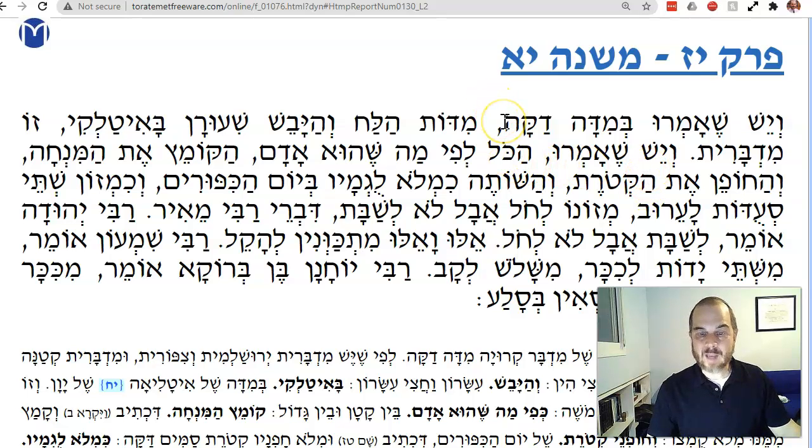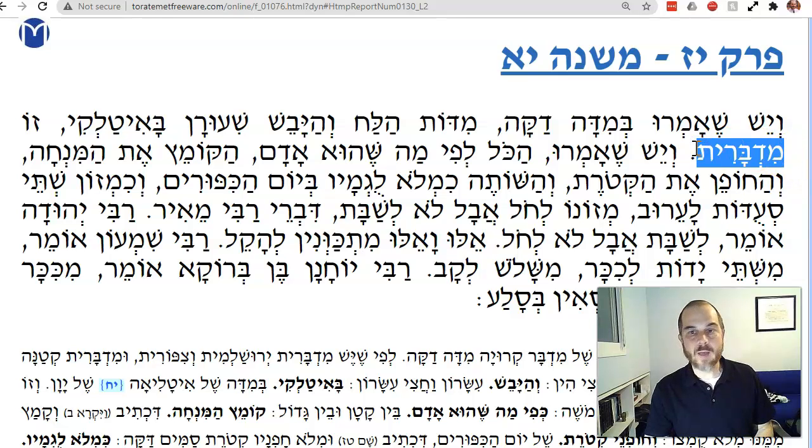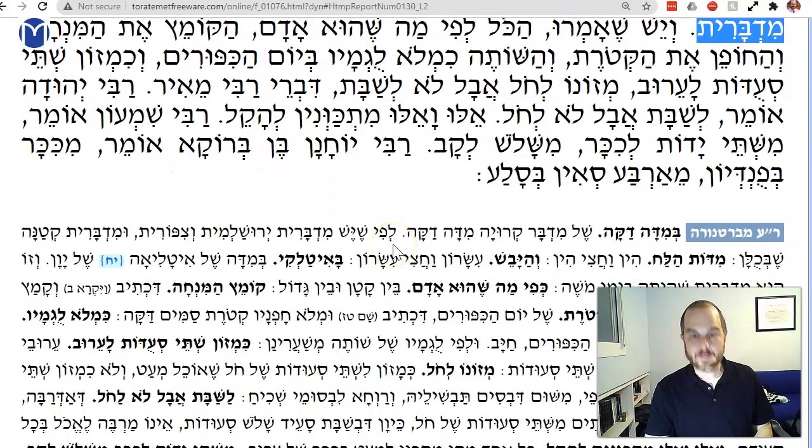Midad daka means you use the smallest measurement. I'll explain in a minute what this means. Dak, small. Midot alach vayavesh, liquid and dry measurements, shi'uran bi'italki, you measure them with the Italian measurements. Zu midbarit, and that's the measurements of the midbar. So the Bartanura says the measurements of the midbar are called midad daka because they're midbaria.